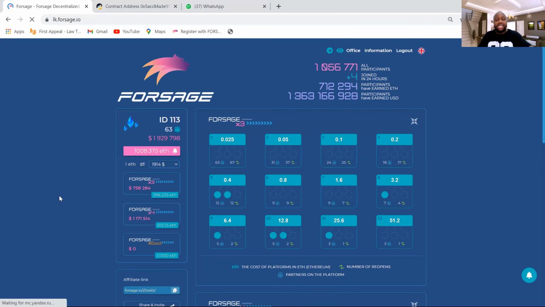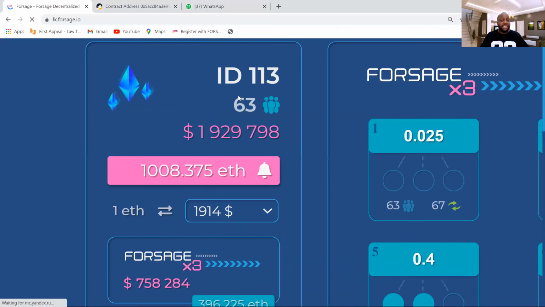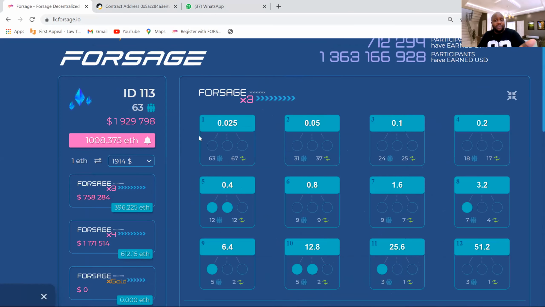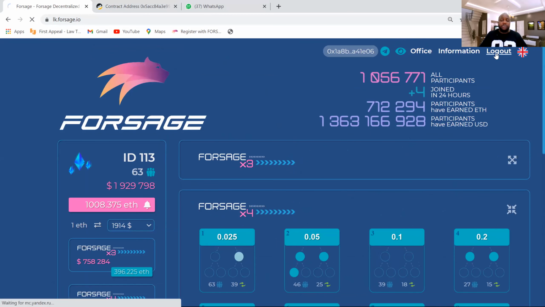This is the lady who registered me in Forsage. She got 1.9 million US dollars. Marvelous knows this lady. She's from the US, a Black American, African American, and she's 72 years old. But she worked so hard, people trusted her, and people worked with her. So what is it like? Where does this money come from? Where does all this money come from? You can see 1.4 billion.